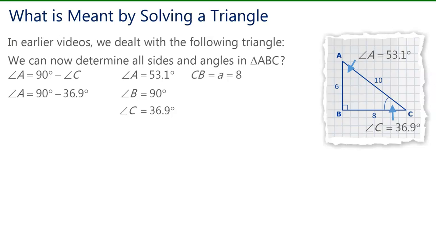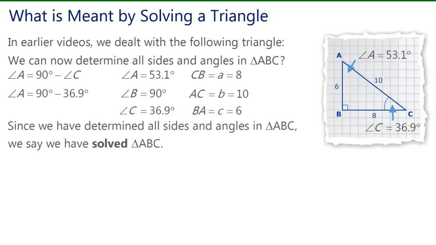CB equals a is 8. AC equals b equals 10. And BA equals c equals 6. Since we have determined all sides and all angles in triangle ABC, we say we have solved triangle ABC.